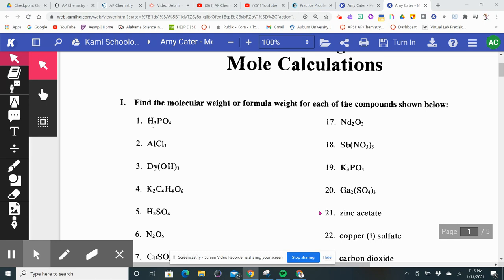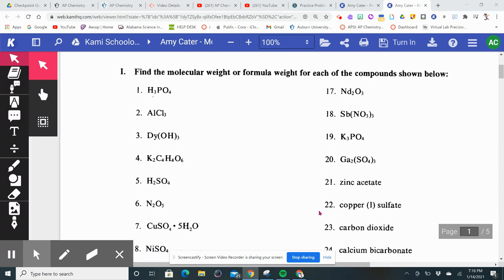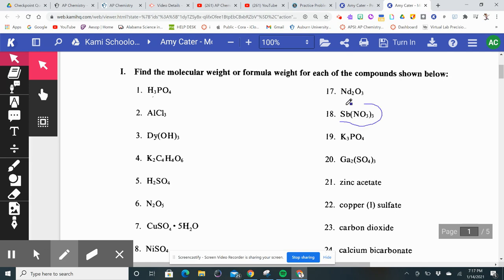So on molecular mass and mole calculations, molecular weight and mole calculations, I believe you had to do the odds on that one. So let's take this as our example. I think this would be a good example to do. With these, all you're going to do for the molecular weight is look up the weight of each element, multiply by how many there are, and then add them all together.